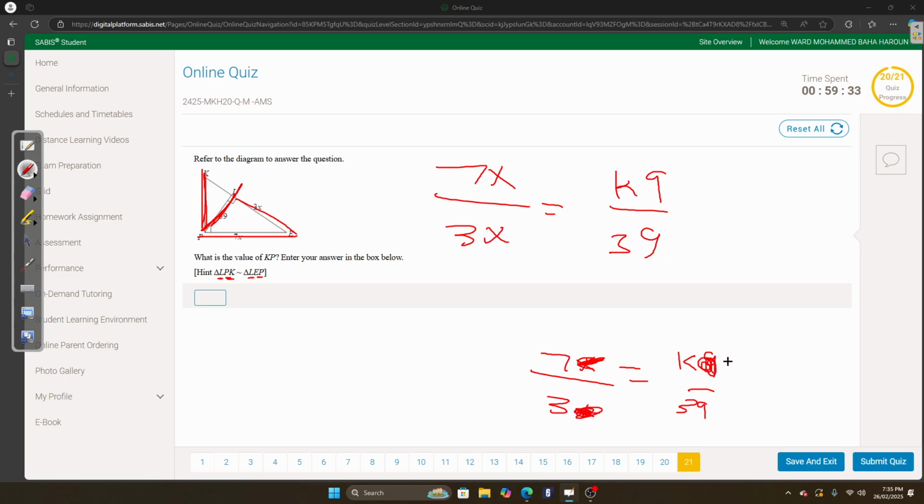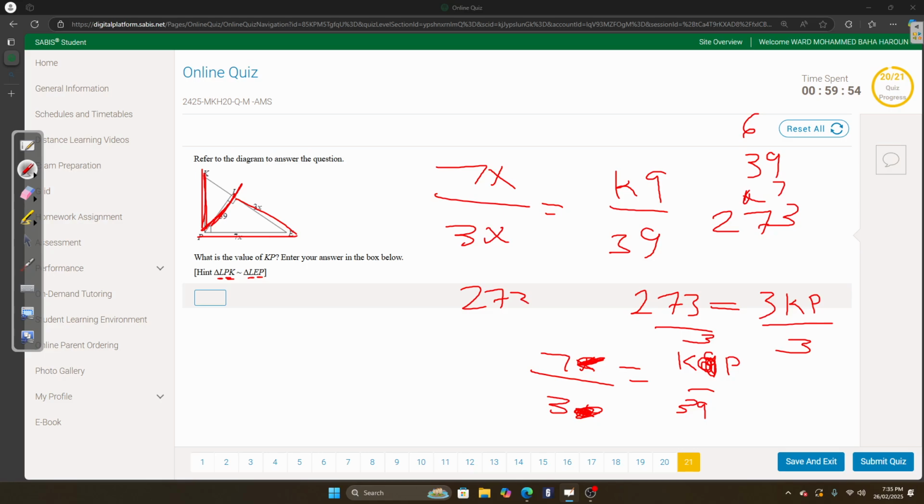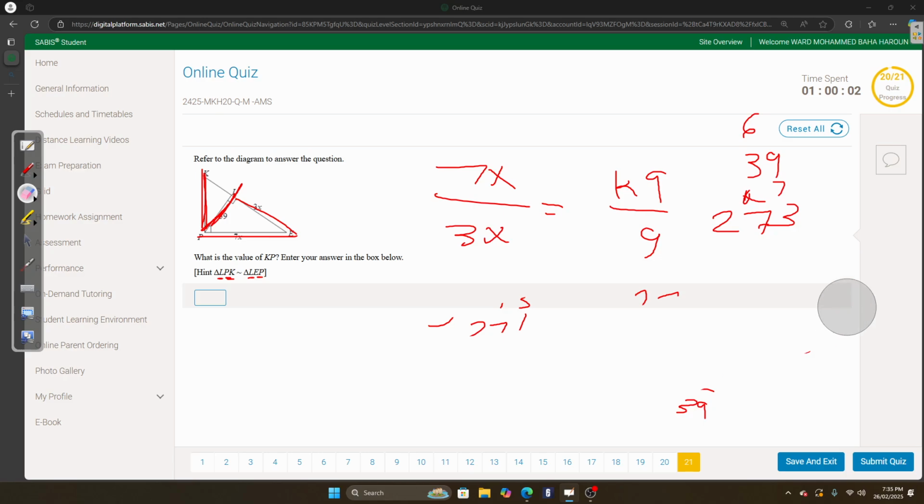This is KP. Okay, 39 times 7. 7 times 9 is 63, 21, 27. So 273 is equal to 3 KP. Divide by 3 on both sides. 273 divided by 3. 3 times 9 equals 27. You got 0, 3, 1. Yeah, the answer is 91.